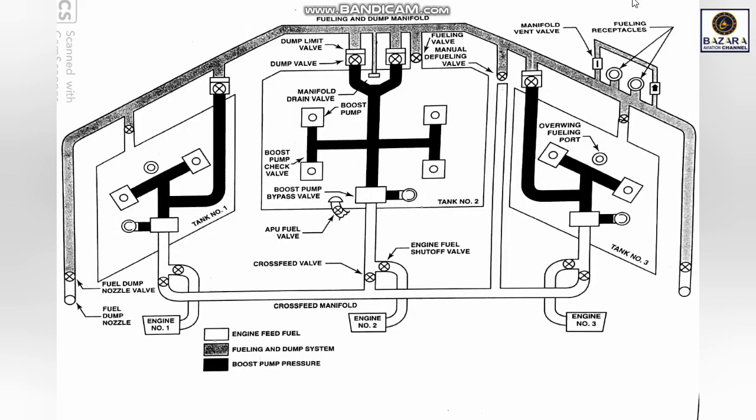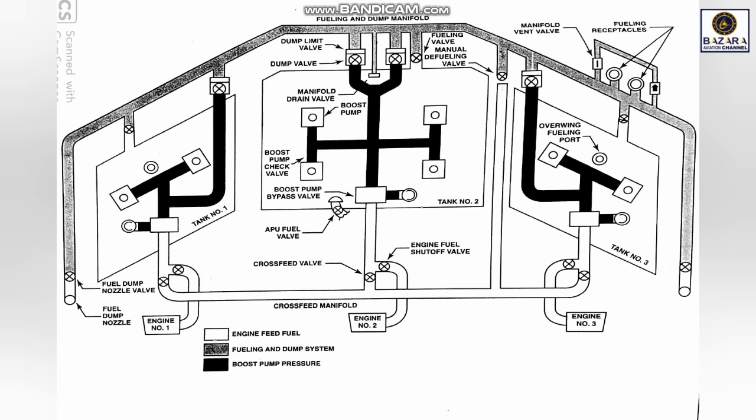Jet transport aircraft fuel system. This figure talks about the Boeing 727 airplane, and it has 3 engines. This jet system is simpler than the reciprocating fuel system, and the components of the jet engine fuel system are fewer than the components of the reciprocating engine.